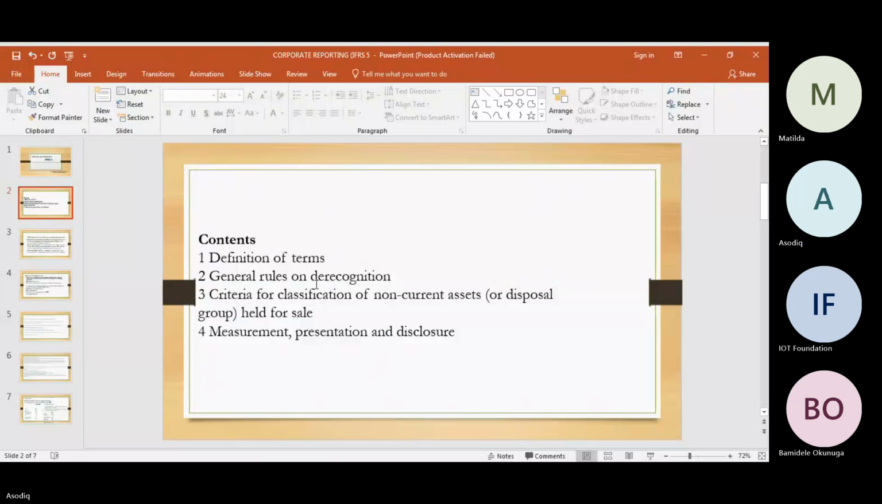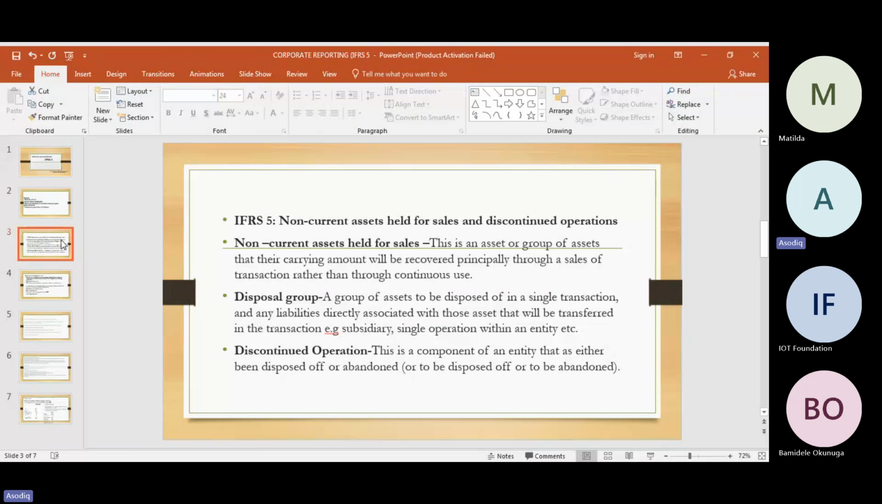Now, when we are talking about non-current assets held for sales, we say this is an asset whose carrying amount will be recovered principally through a sale transaction rather than through continued use. Now, what this particular word is telling us is that the asset that you've already categorized, you are no longer using that particular asset.